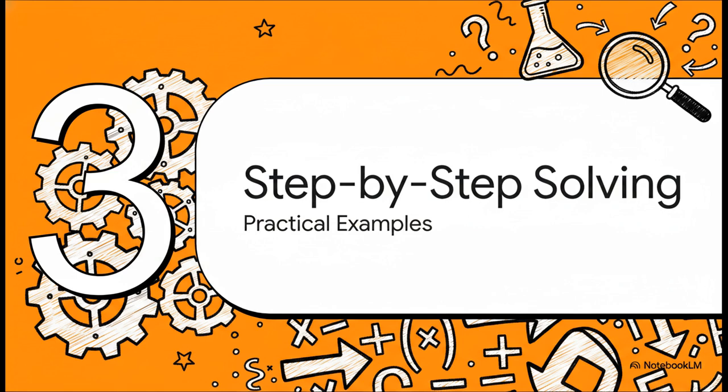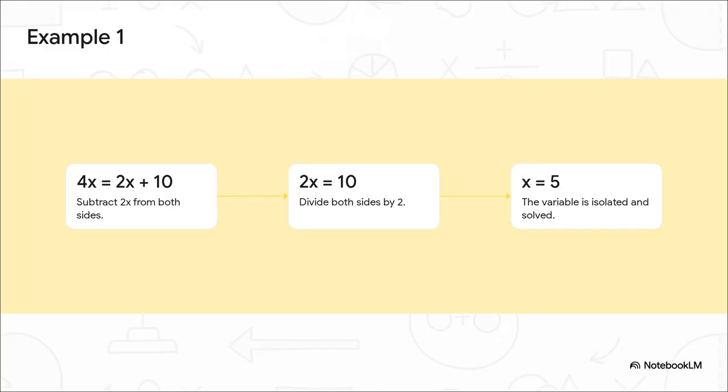Section 3. Step-by-step equation solving. Let's look at some practical examples. All right, let's look at example 1 together. 4x equals 2x plus 10. Notice we have an x on the left and an x on the right. We need to move the smaller one to join the larger one just to keep things positive and simple. So, step 1, we subtract 2x from the right side, which means, you guessed it, we must subtract 2x from the left side. 4x minus 2x leaves us with 2x.